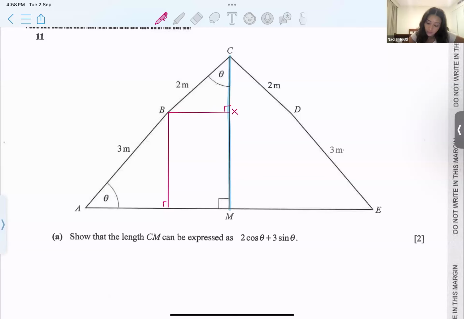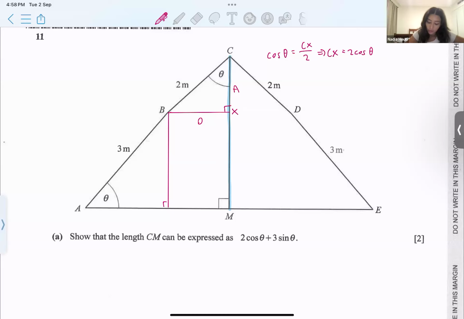So CX is, if we use theta of the triangle CXB as a reference angle, then CX is the adjacent, BX is the opposite. So do you see that cosine theta is equal to CX over 2? Adjacent over hypotenuse. BC is the hypotenuse. So CX is equal to 2 cosine theta.